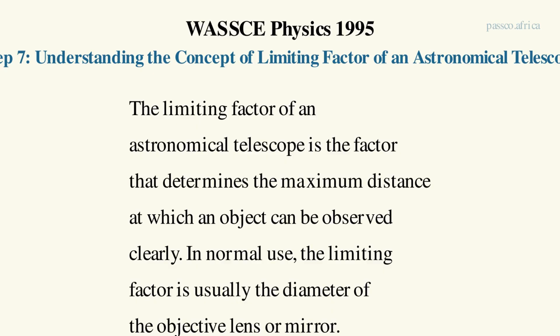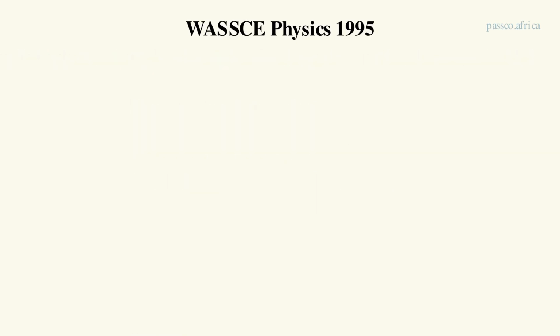To recap, we solved the question by 1. Understanding the basic components of an astronomical telescope, 2. Explaining the concept of magnification. 3. Understanding the concept of angular magnification. 4. Understanding the concept of linear magnification. 5. Explaining the concept of the telescope's normal use. 6. Understanding the concept of resolving power. 7. Understanding the concept of limiting factor of an astronomical telescope.